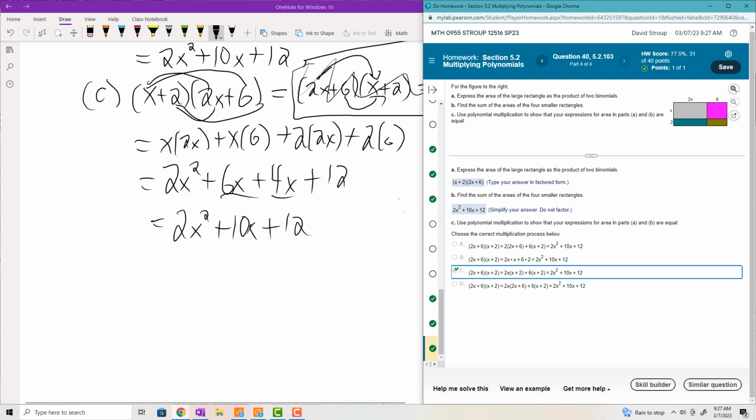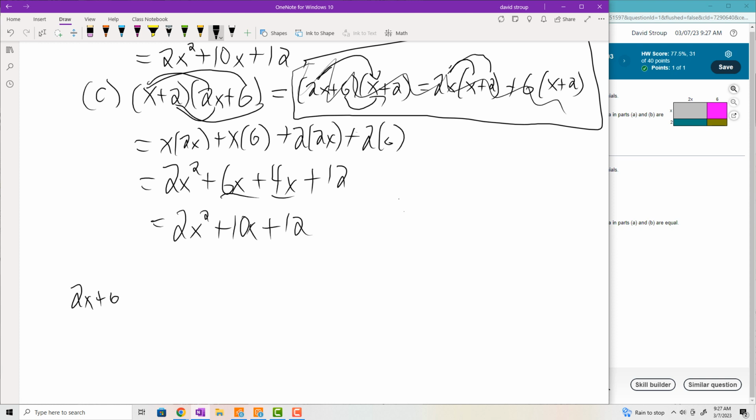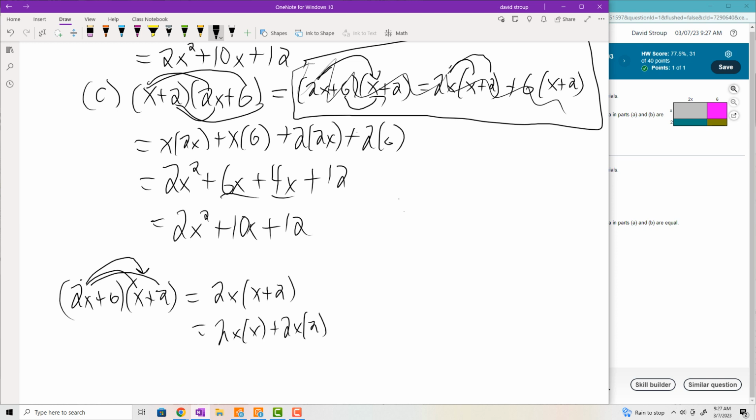Let me do it the way they were doing it. So they have 2x plus 6 times x plus 2. Oh, I see. The only difference between mine and theirs, I mean, it's the same thing, right? It's 2x times the binomial, 2x times the x plus 2. But really what that is just, 2x times the x plus 2x times the 2, which is what you would get in the second step if you were just to distribute. So I'm just trying to tell you that what we're doing is exactly the same.